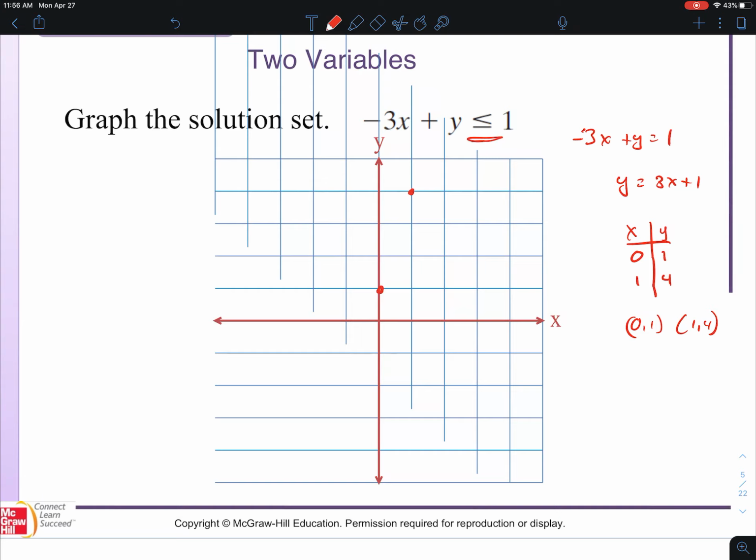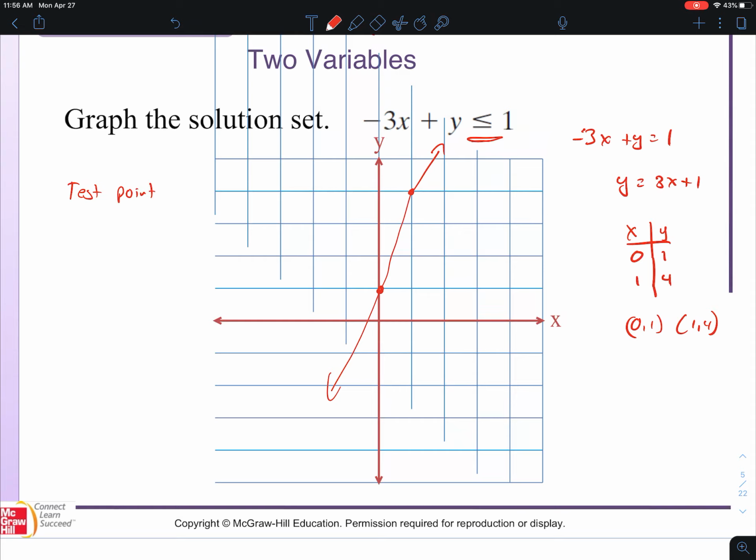Now, this symbol, less than or equal to, tells us that we're going to do a solid line. Of course, I'm doing this by hand, so you have to bear with me. Let me do it a little better than that, though. And so we're just going to have something that looks like this, right? Solid line.